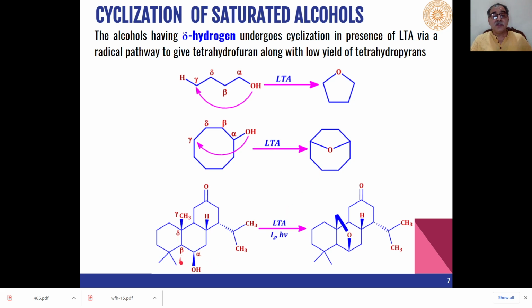Then for this molecule here also, this is a saturated alcohol where we have a gamma hydrogen present at this place. So this will undergo cyclization to give us these types of structures. We can see over here that only the saturated hydroxyl group will undergo cyclization, and there is no effect on the carbonyl group.